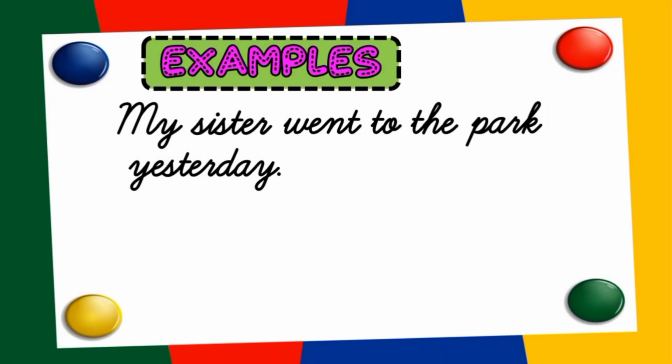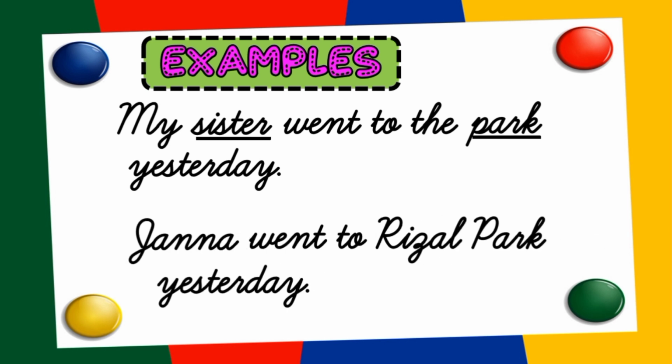Let's have another example. In this sentence, our nouns are sister and park. Let's replace these nouns with a proper noun. Jana went to Rizal Park yesterday. The proper noun used to replace sister is Jana, and the noun used to replace park is Rizal Park. Jana and Rizal Park are proper nouns.